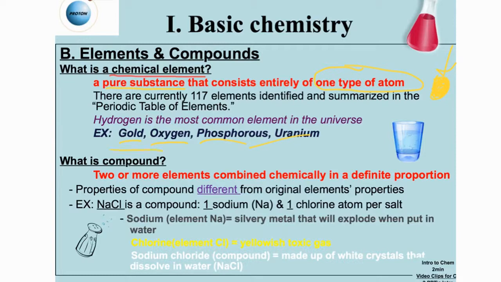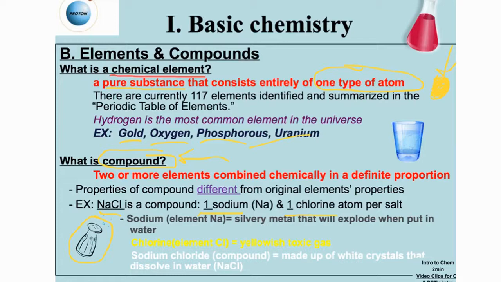Now, what's a compound? Usually things in nature, they're not in their pure form. Almost everything wants to make compounds. For example, this stuff right here that you spread on your French fries, that's sodium chloride or salt. It is one sodium atom bonded to one chlorine atom.